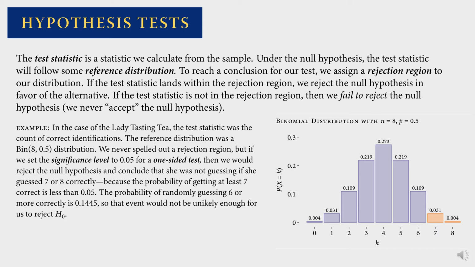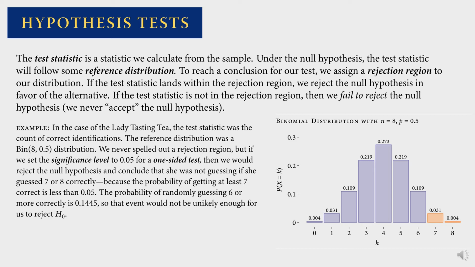In the lady tasting tea example, the test statistic is the count of correct identifications. The reference distribution is the binomial distribution with n equals 8 and p equals 0.5. The rejection region depends on what we're testing and how confident we want to be. But in this case, let's say we would conclude that she can tell the difference if her performance had less than 0.05 probability of occurring by chance.